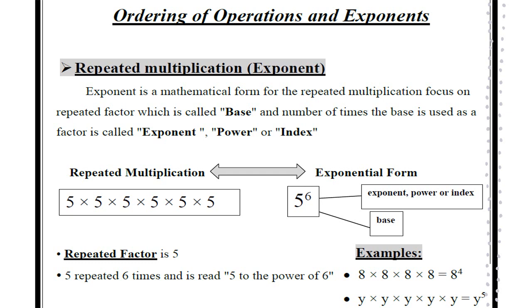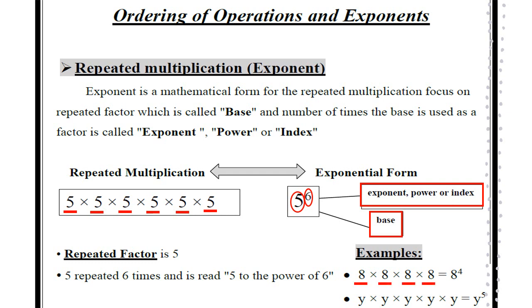Here I have, in the repeated multiplication, 5 times 5 times 5 times 5 times 5 times 5. Here, 5 is the base, and the 5 is repeated 6 times, so 6 is the exponent, power, or index, and this is the exponential form. The repeated factor here is 5, and 5 is repeated 6 times, and it's read as 5 to the power of 6. Examples: 8 times 8 times 8 times 8.